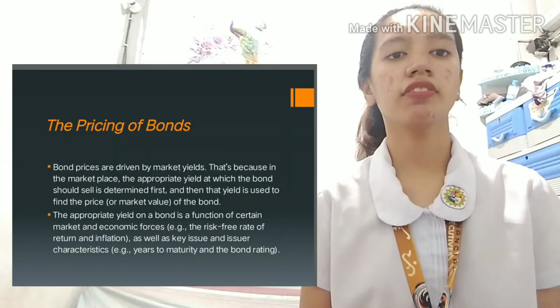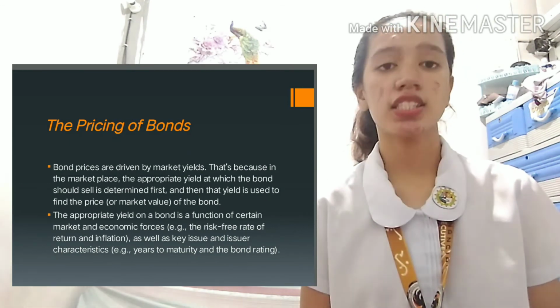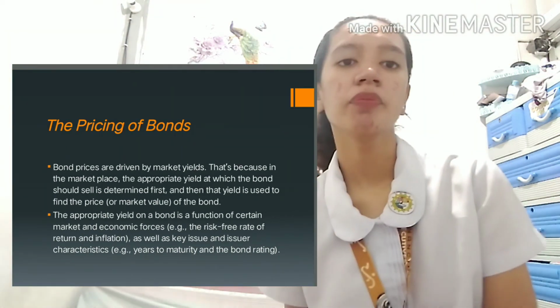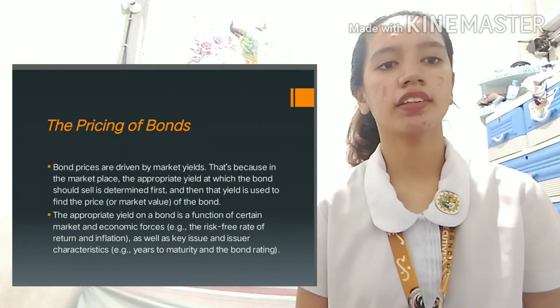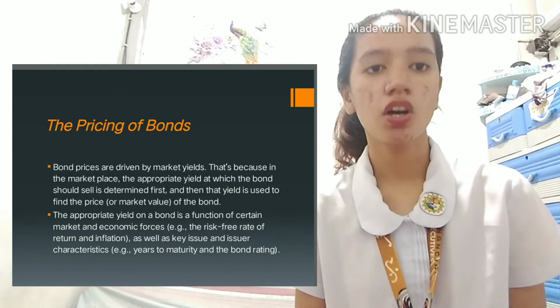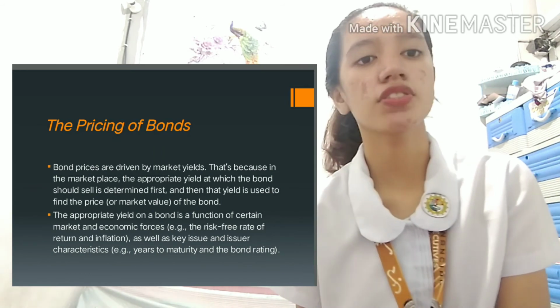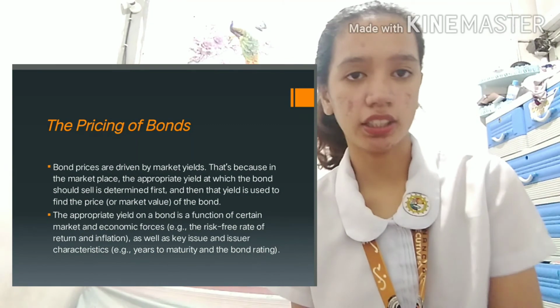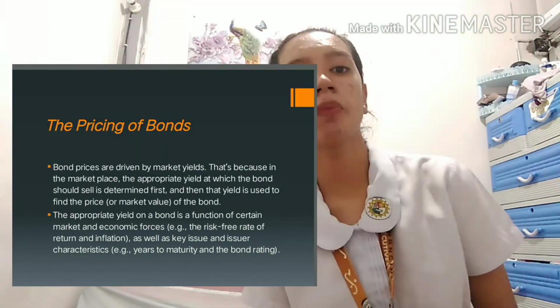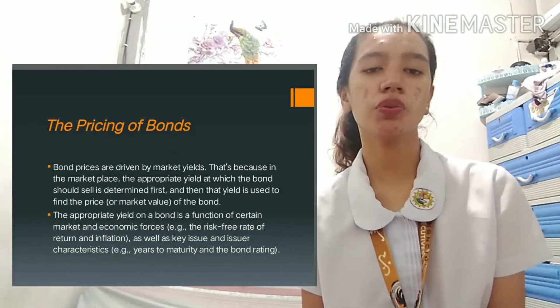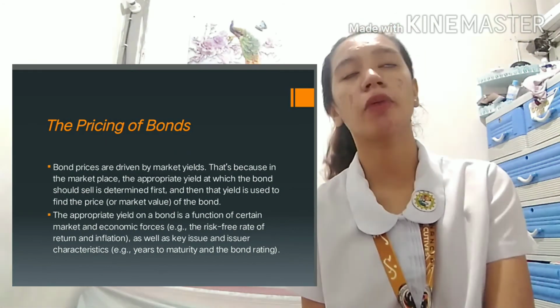How do we price bonds? We now move to the pricing of bonds. Bond prices are driven by market yields. That's because in the market price, the appropriate yield at which the bond should sell is determined first, and then the yield is used to find the price or the market value of the bond. The appropriate yield on the bond is a function of certain market and economic forces: the risk-free rate or the return and inflation, as well as key issue and issuer characteristics, the years to maturity and the bond rating.